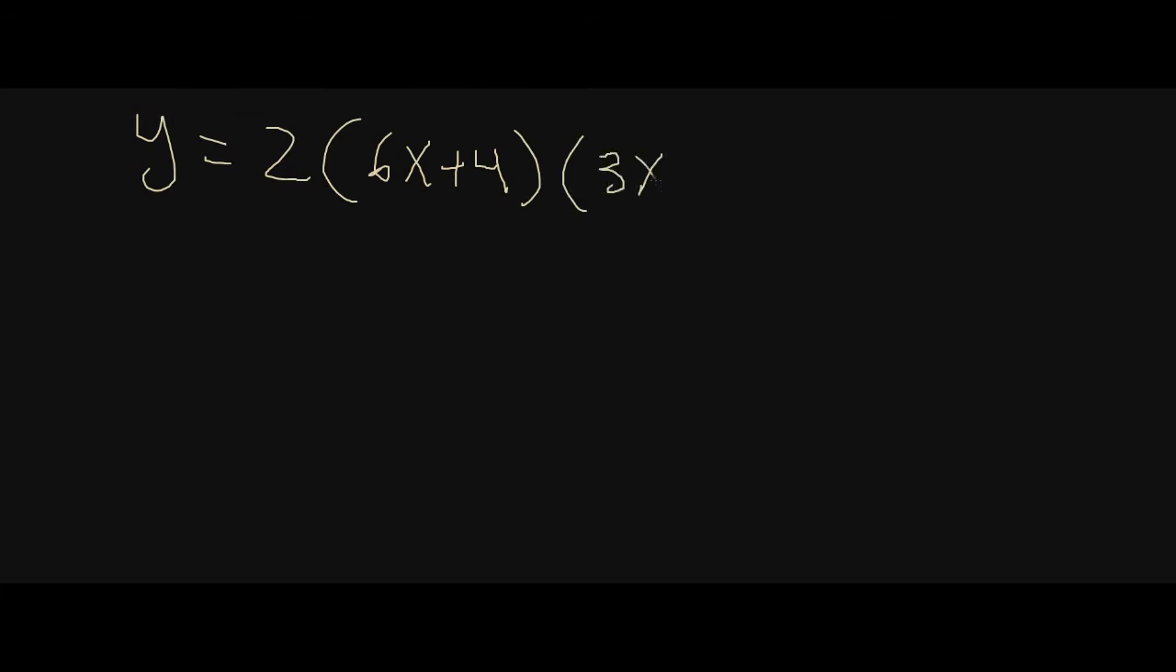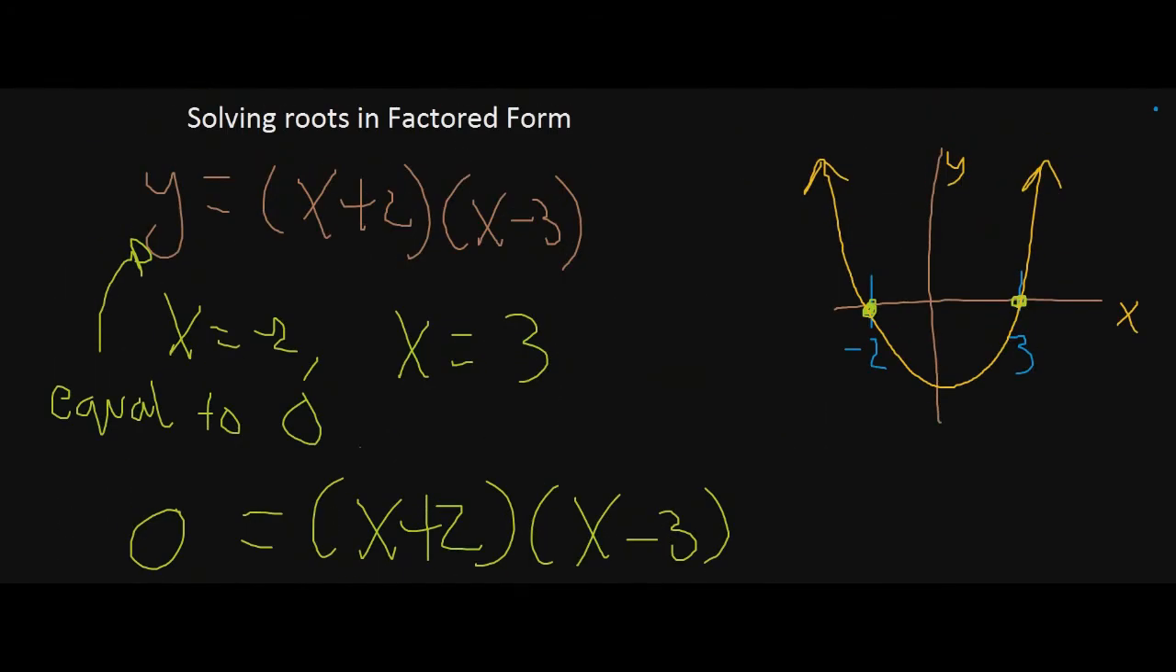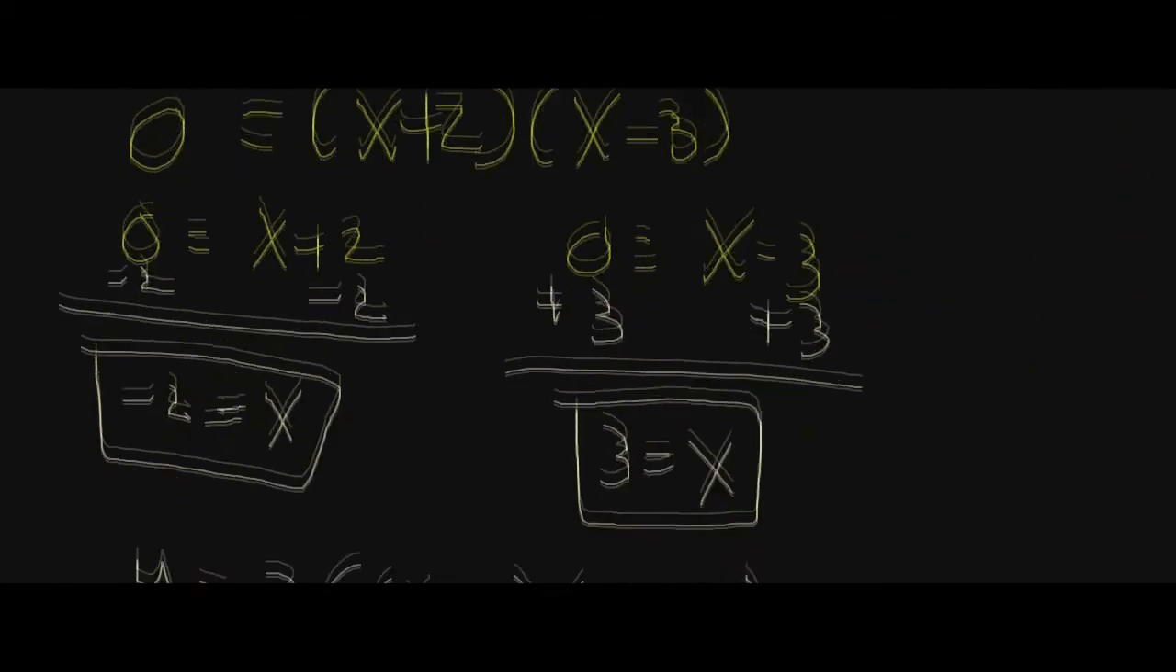But let's go ahead and look at an example. Let's say y is equal to 2 times 6x plus 4 times negative 3x plus 2. How do we find the roots of an equation that looks a lot more challenging? It's not like the equation here. That was really easy: x plus 2, you move to the left by 2; x minus 3, you move to the right by 3. Now we have something that's a little bit more complicated.